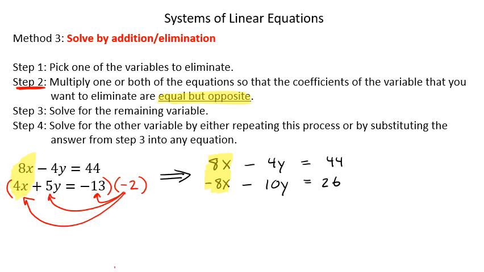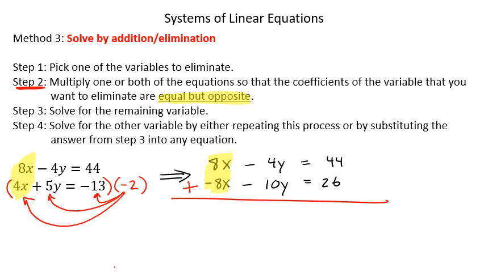Now, some books call it the elimination method because we're eliminating a variable, but also the substitution method eliminates a variable too. So that's a little misleading. Some books call it the addition method. The reason some books call it the addition method is the next step. The next step is add. Eliminate by addition.